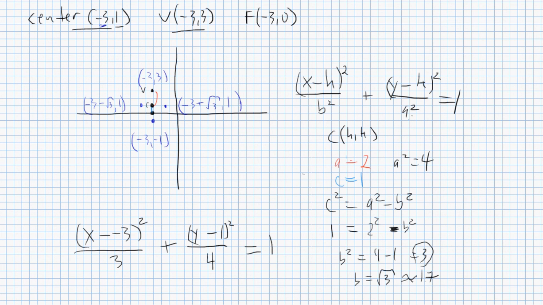Now lastly, we can go ahead and draw in the graph of our ellipse. And that should do it for us. So here is the equation right there, and there is the graph with the coordinates of each of the points labeled. Thank you.